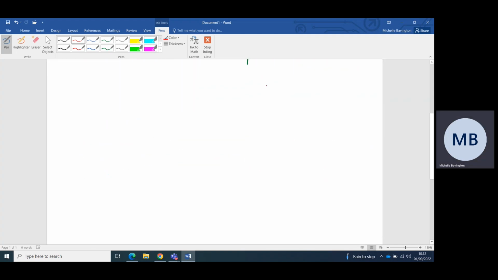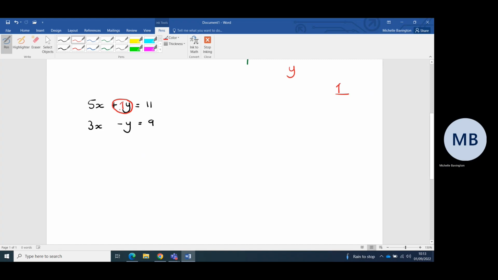Right, here we go. Let's go back to my black. We had 5x plus y equals 11, and we had 3x minus y equals 9. We're going to start off exactly the same way, in the middle. Now, y on its own, how many y's can you see? One. So I could put a 1 there, just to remind myself.